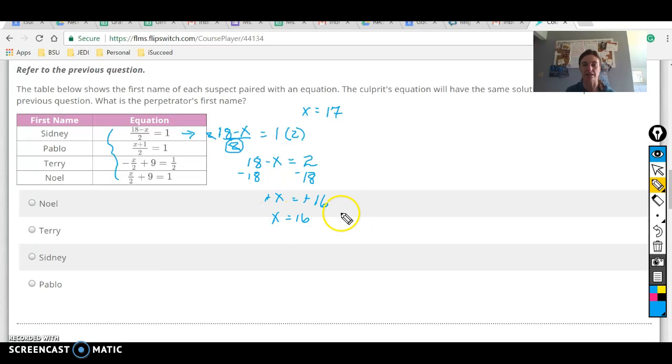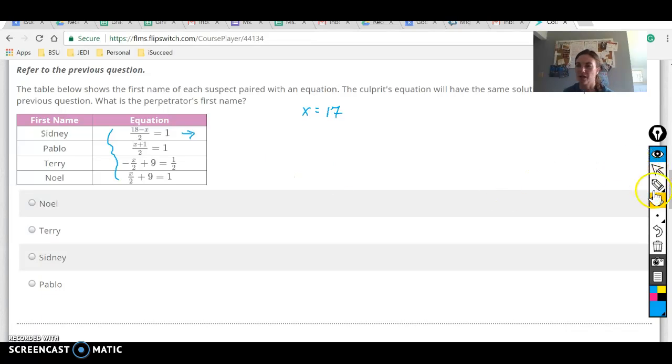So that does not give us what we were looking for. All right. The first one is out. Okay, so let's try the second one. Second one, x plus 1 over 2 equals 1.